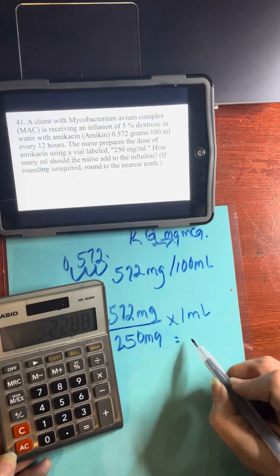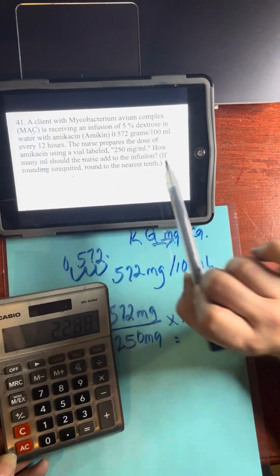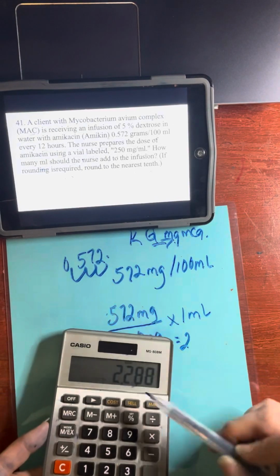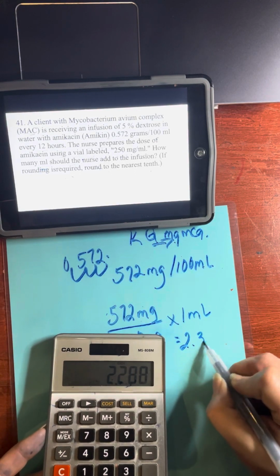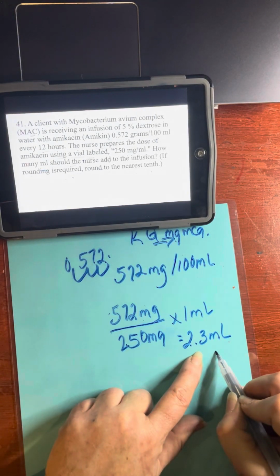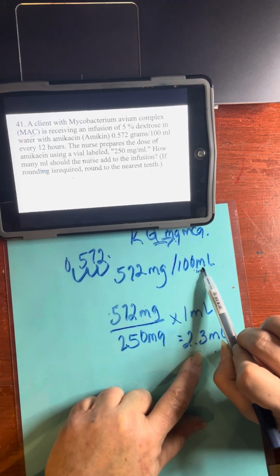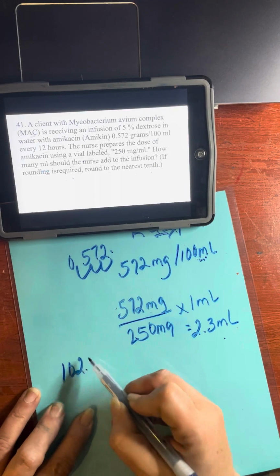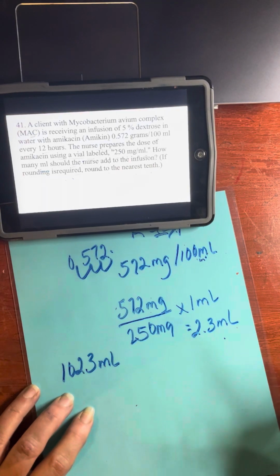We would still have to draw out, if rounding is required, you round it to the nearest tenth. So it's 2, and you see that 8 is going to make that 2 a 3. So you would pull out 2.3 milliliters of medicine and add it to this 100 milliliter bag. And so it's going to be 102.3 milliliters as our total volume.